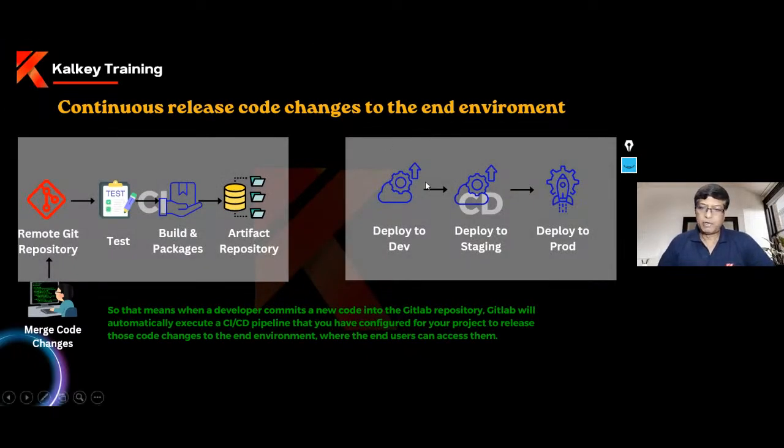So this is what we have already talked about. Deploy to dev. You can deploy it over to dev after you have released. You can release it to dev, you can release it to staging, you can release it to QA, and finally you can release it to production.